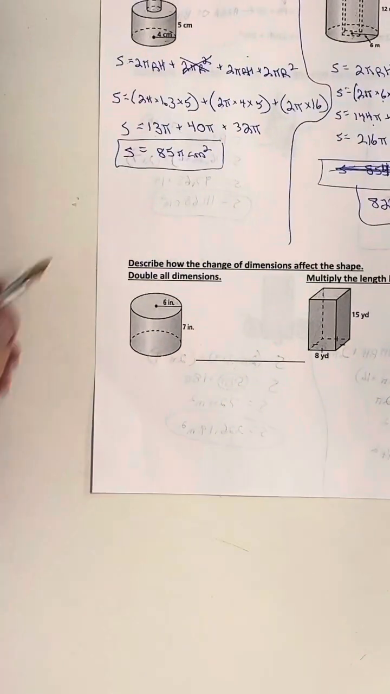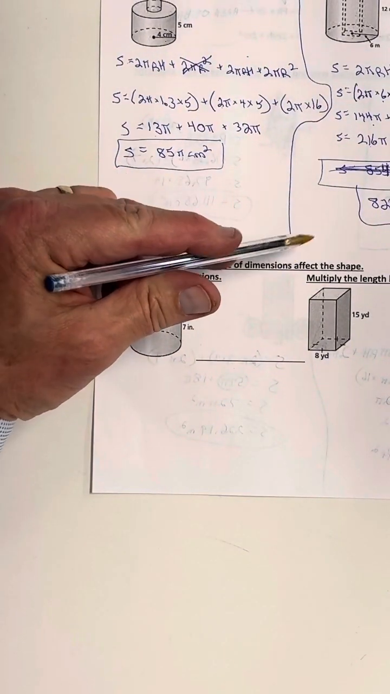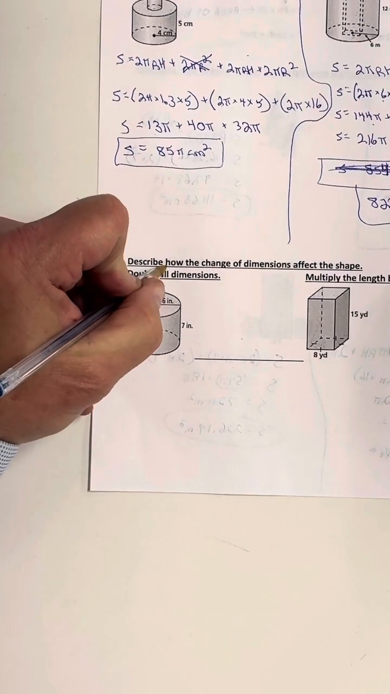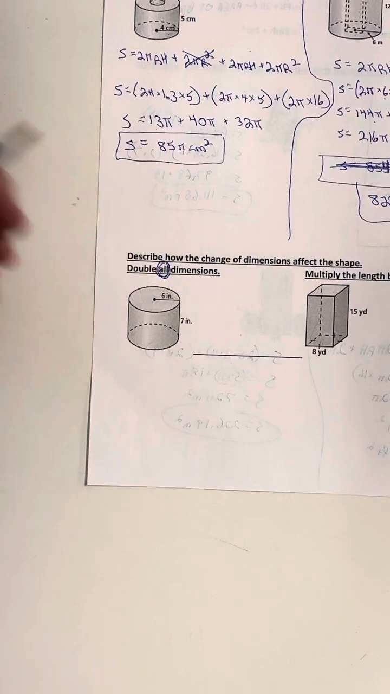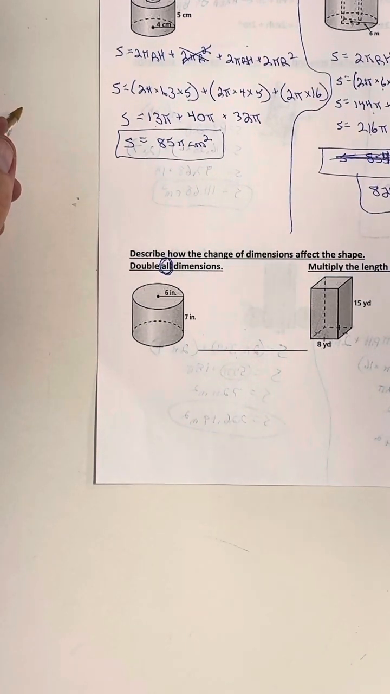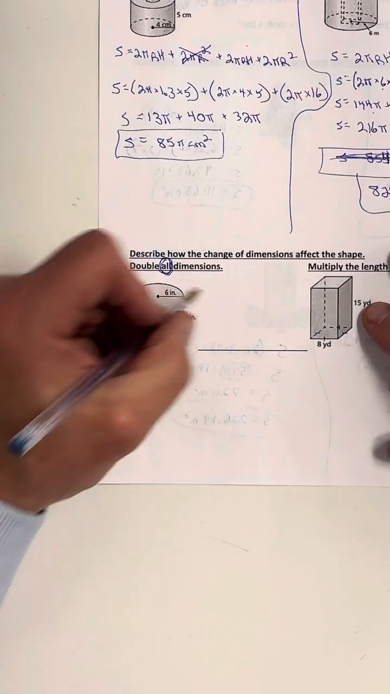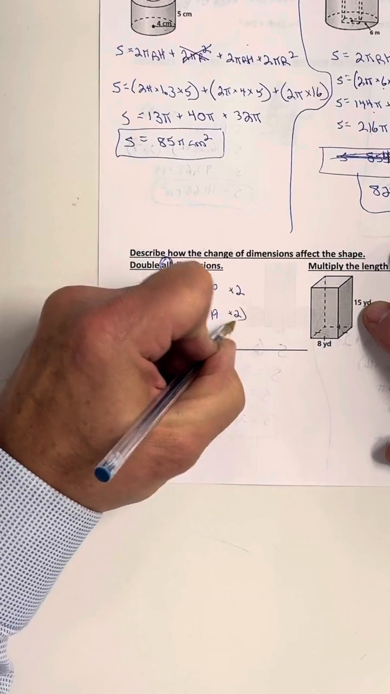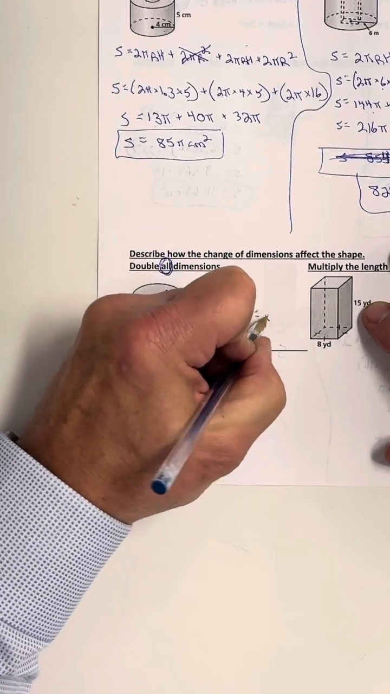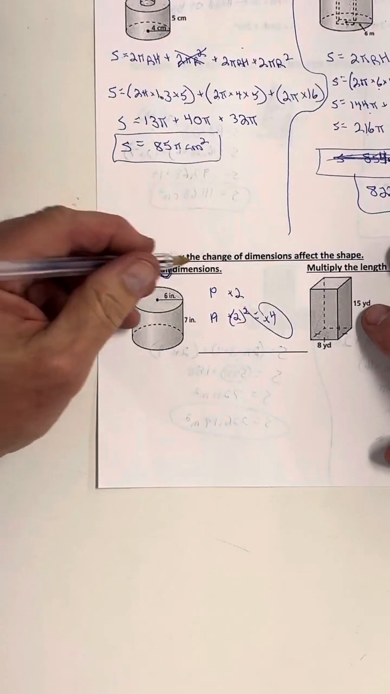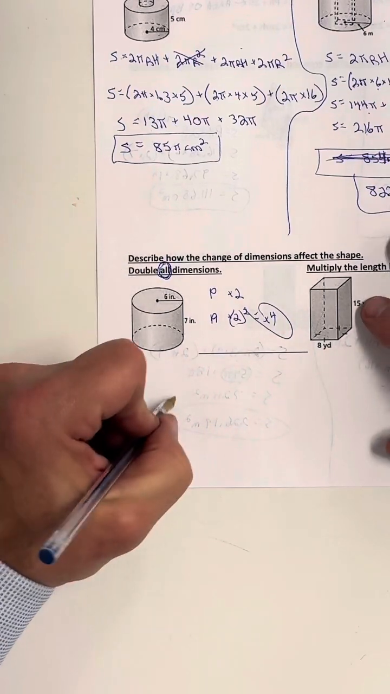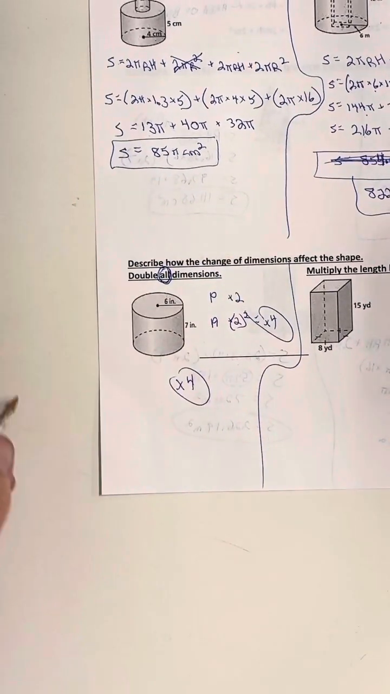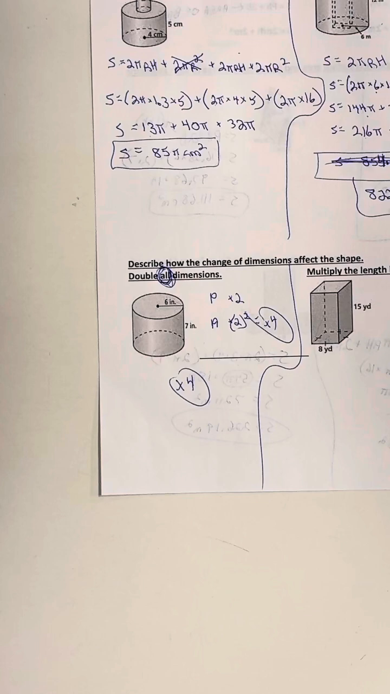Okay, let's go to the next two. So this time it says, describe how the change of dimensions affects the shape. Well, if you double all dimensions, notice the key word is what? Double all dimensions. And we talked about this before. In area, if you double all dimensions, then perimeters would be doubled and areas would be that number squared. So take it and square it and you get times 4. So that's your answer. If you double all dimensions and you're talking about the surface area, then it would be times 4, quadruples. So that's the easy one. Why is it easy? Because of that one key word that says all.